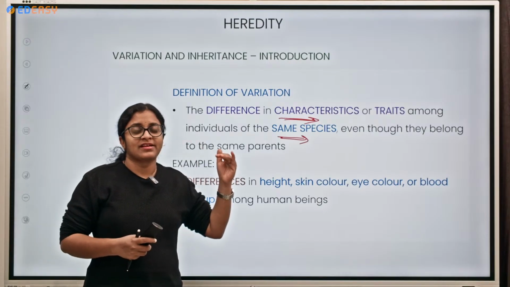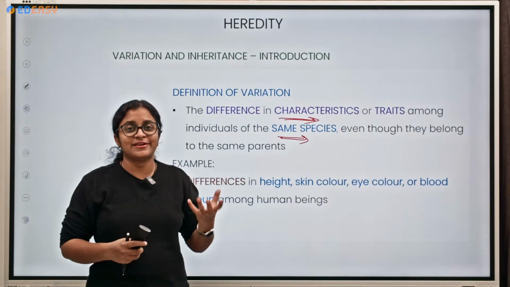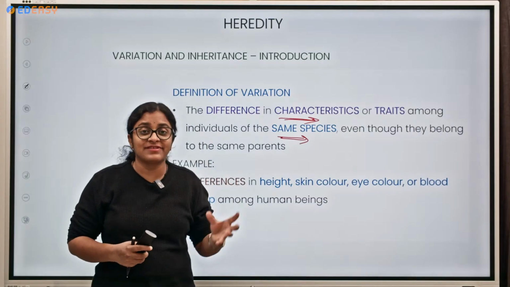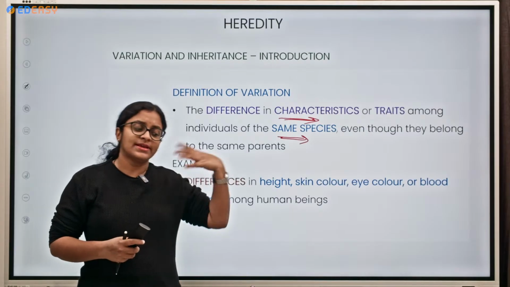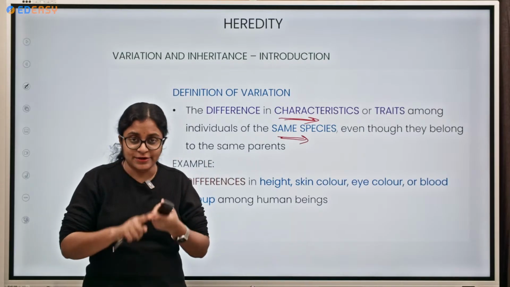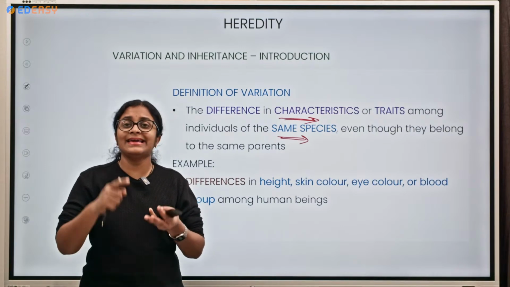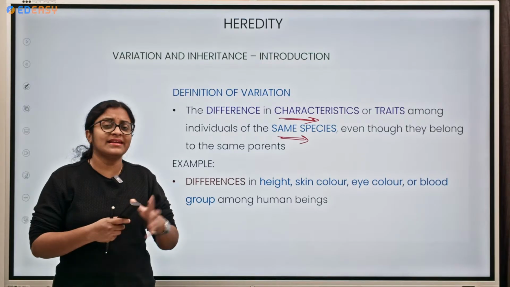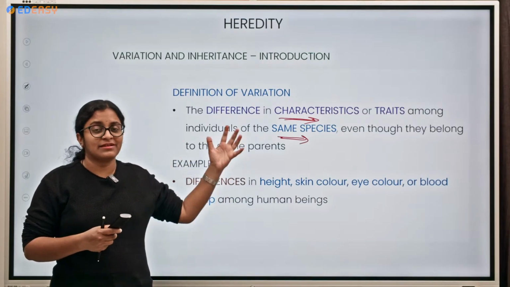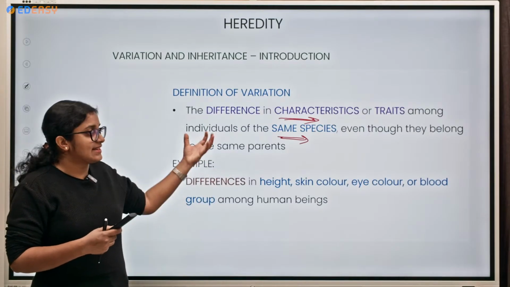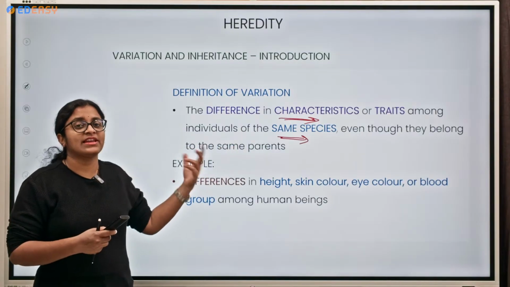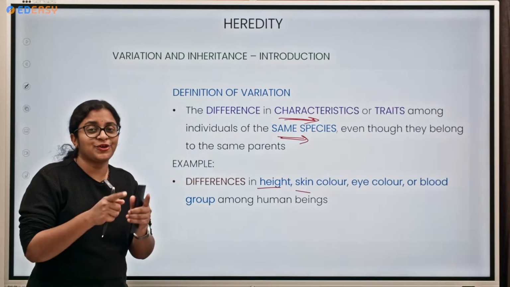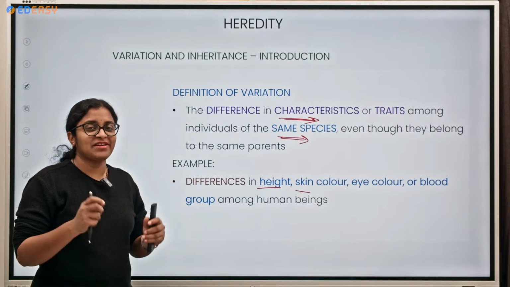For suppose, we have the siblings. Our siblings don't look exactly as a photocopy of us. There are some differences, and that difference is nothing but the variation. There can be many differences, with respect to height, skin color, eye color, or even the blood group. Mine is A positive, my sibling is O positive, like that. There might be a difference in the blood group as well between the different individuals. Got it, everyone, about the variation?